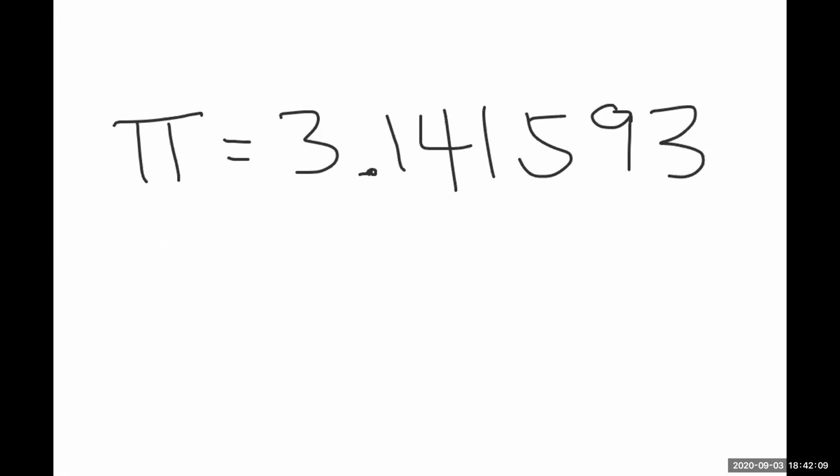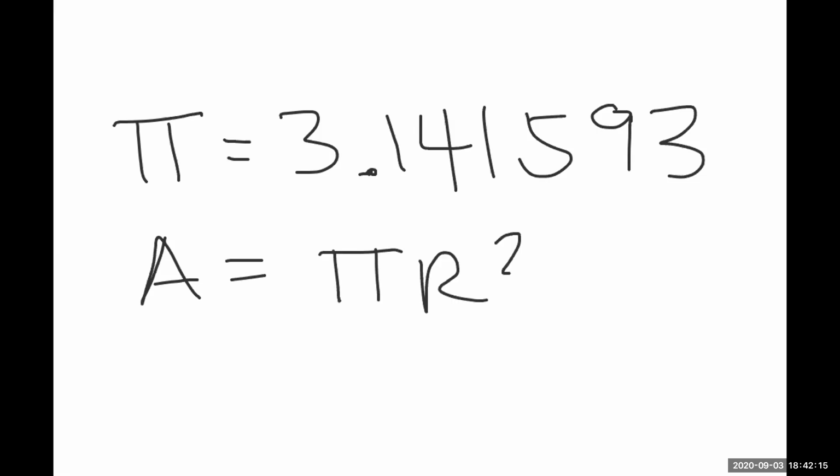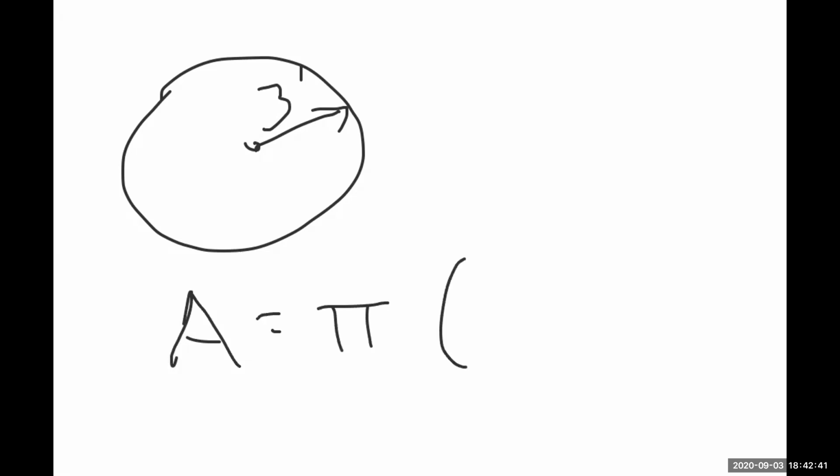So again, area of a circle equals pi r squared. Now r in this equation is the radius of the circle, okay? So for example, if I had a circle with a radius of 3 feet, and I asked you, what is the area of this circle? Area equals pi times, parentheses means times, 3 feet squared. Well, 3 feet squared is 9, okay?